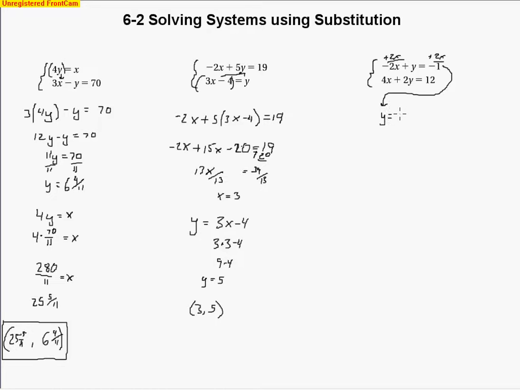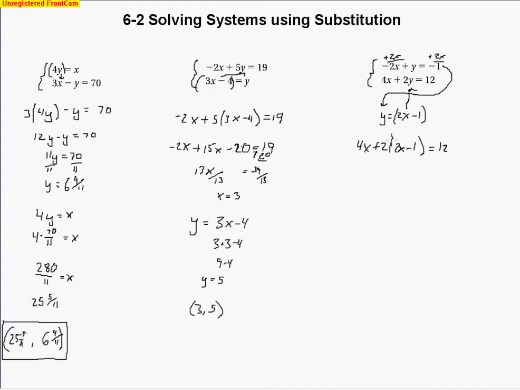Y equals 2x minus 1. And so now I can substitute into the other equation, put that 2x minus 1 in place of that y in that top equation. So I now have 4x plus 2 times 2x minus 1, and this all equals 12.